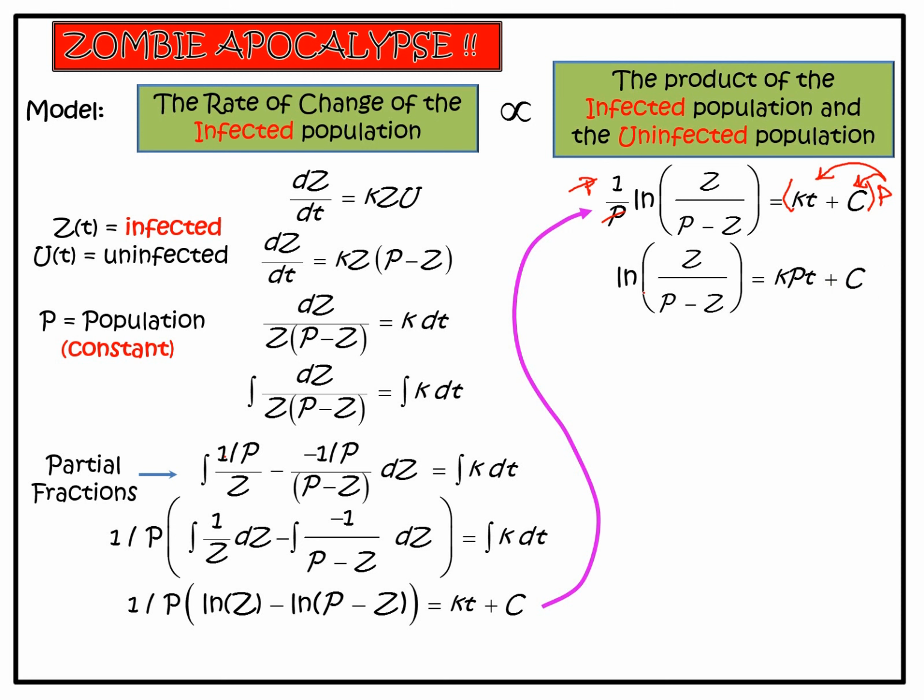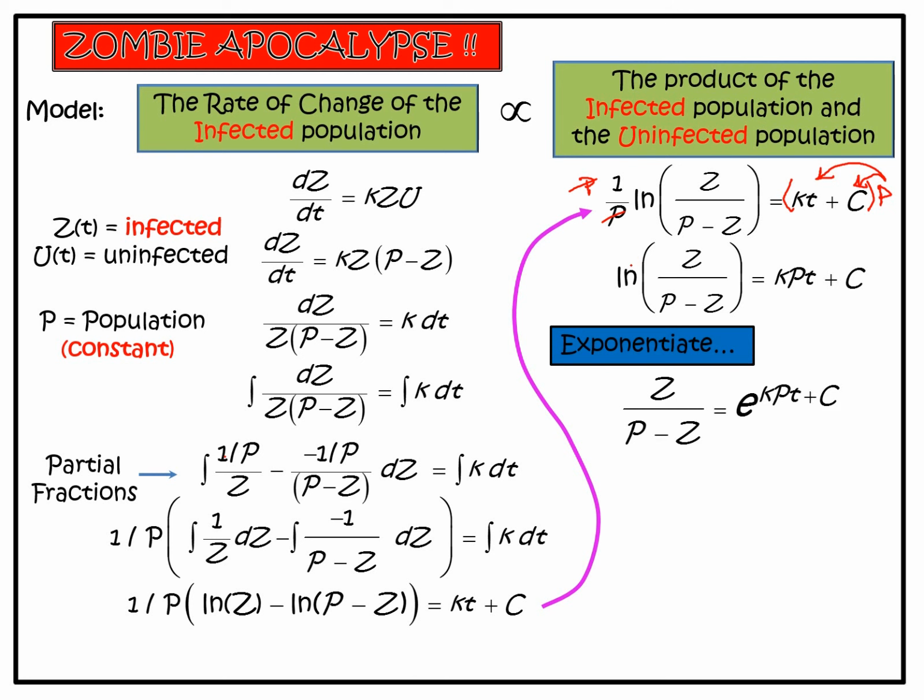So now how do we solve for z here? Well, we got to undo that log. And we do what? E. That's right. So we got to exponentiate on both sides. So if we exponentiate on the left, exponentiate on the right. So e and ln here will cancel out. I get z over p minus z. On the right-hand side, I've got that exponential e to the kpt plus c.